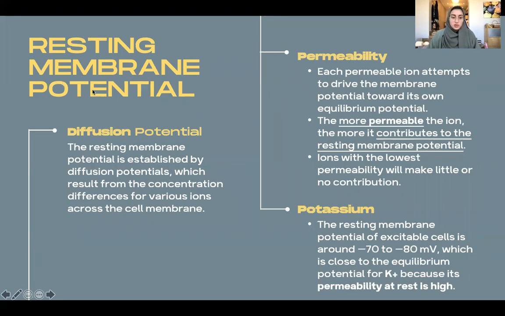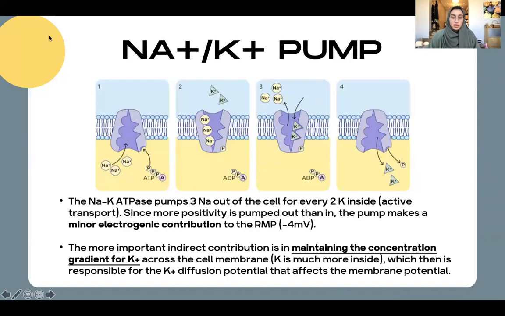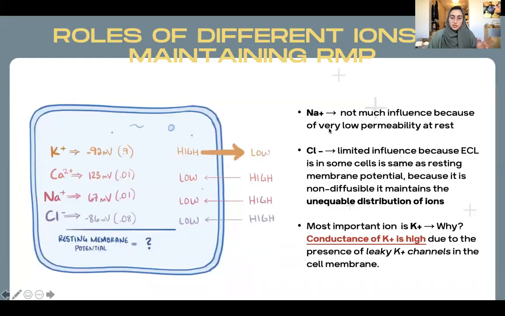Just to exemplify this concept again, I want to go to this slide. The conductance of potassium, which is this number here, is 0.9, so it has a very high conductance. Because of that, it contributes a lot more to the resting membrane potential than the other ions. The conductance of chloride is the second highest, then you have calcium, and then you have sodium. So now let's look at the different ions and why they're important.